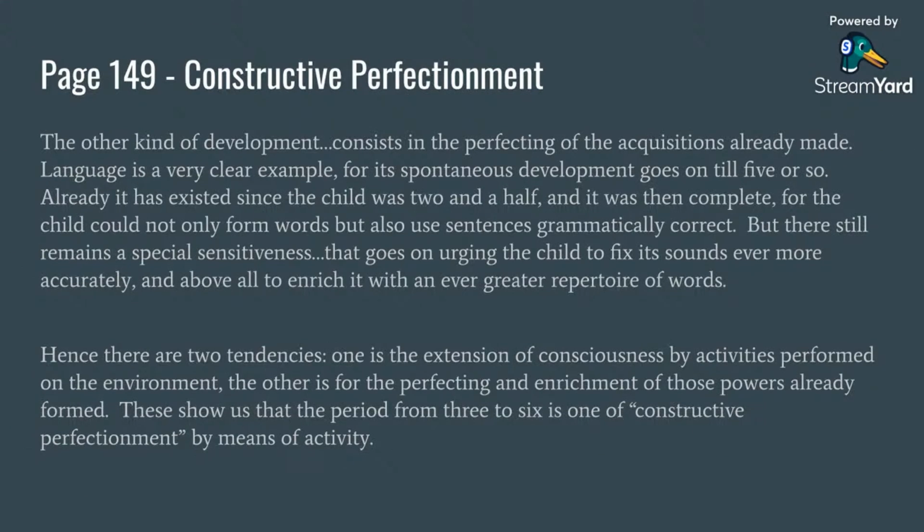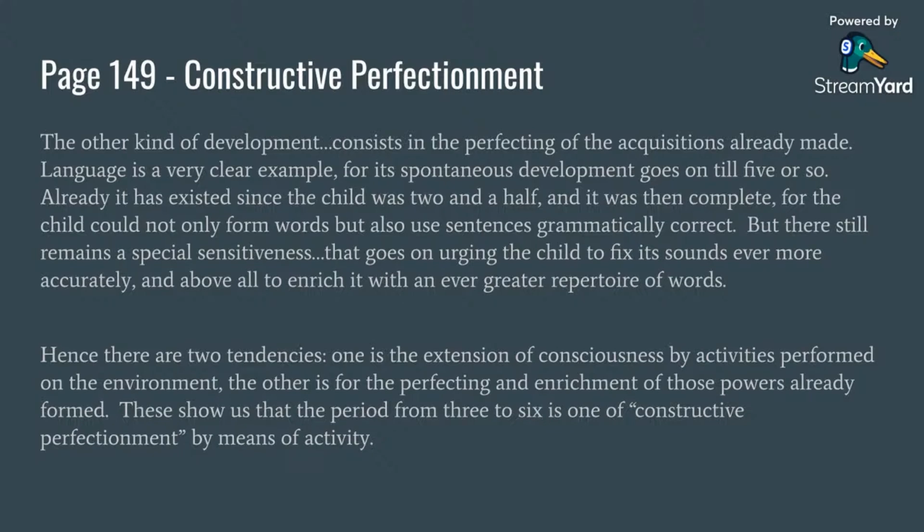Let's talk a little bit about constructive perfectionment. Montessori said the other kind of development consists in the perfecting of the acquisitions already made. Language is a very clear example, for its spontaneous development goes on till 5 or so. Already it has existed since the child was 2.5, and it was then complete. For the child could not only form words, but also use sentences grammatically correct. But there still remains a special sensitiveness that goes on urging the child to fix its sounds ever more accurately, and above all to enrich it with an even greater repertoire of words.